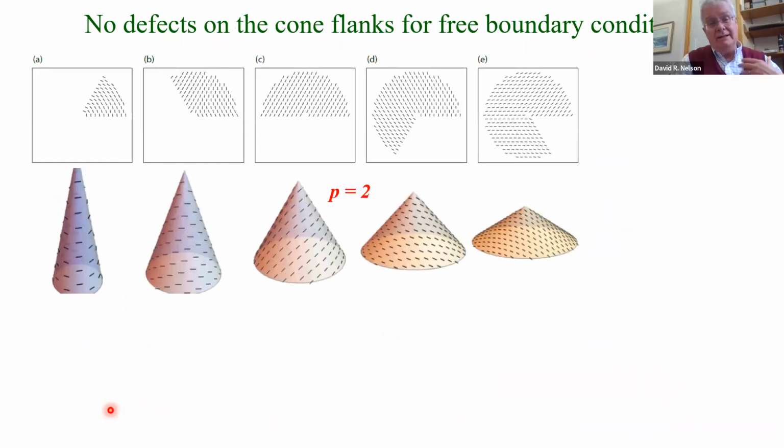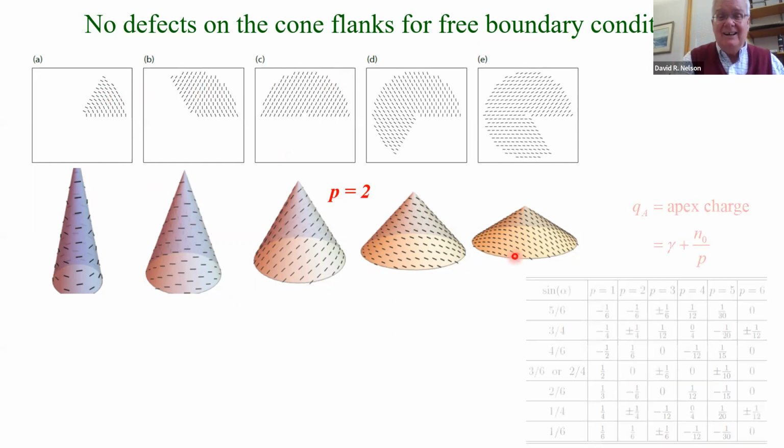So to make the story of the free boundary conditions at the base complete, let me just say that when Grace does these minimizations and combines it with this theory, there are no defects on the flanks. They all commit suicide by going into the apex, if there are any, and there's none left on the flanks. So these are smooth textures, but there's something at the apex in every case.